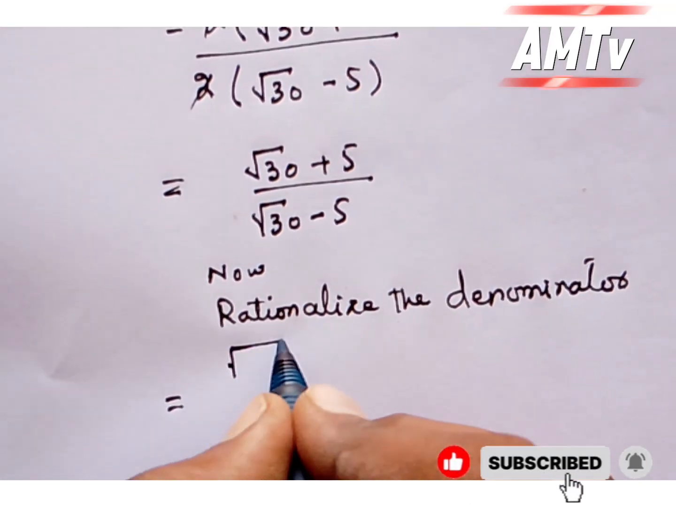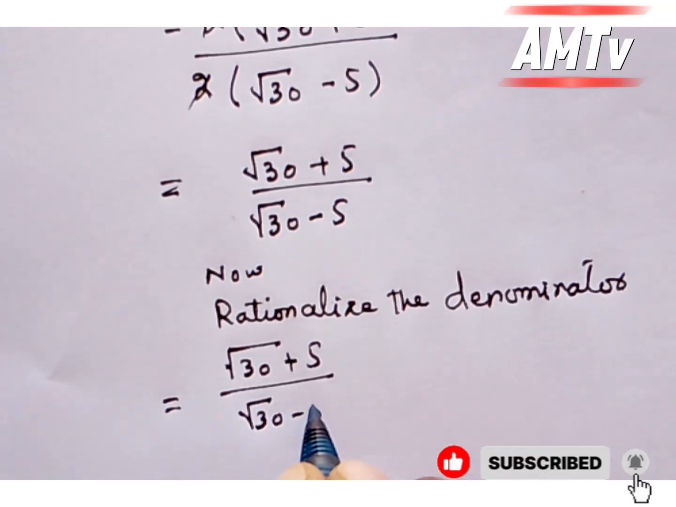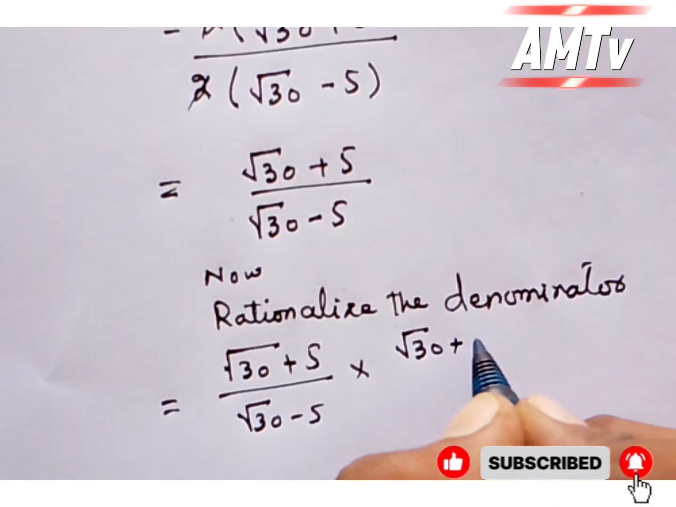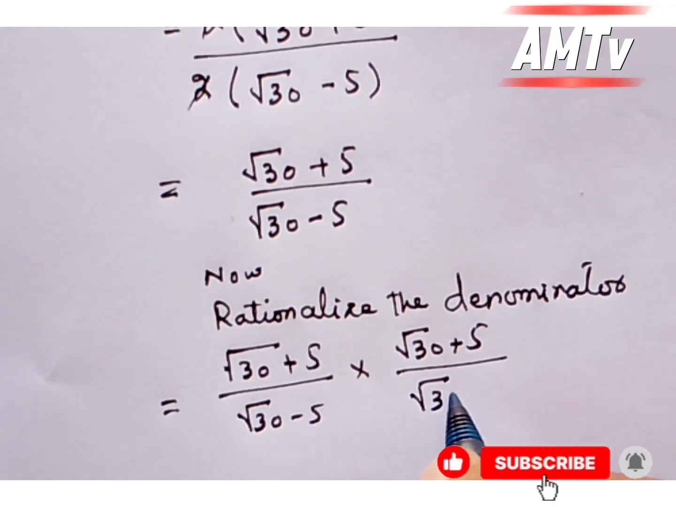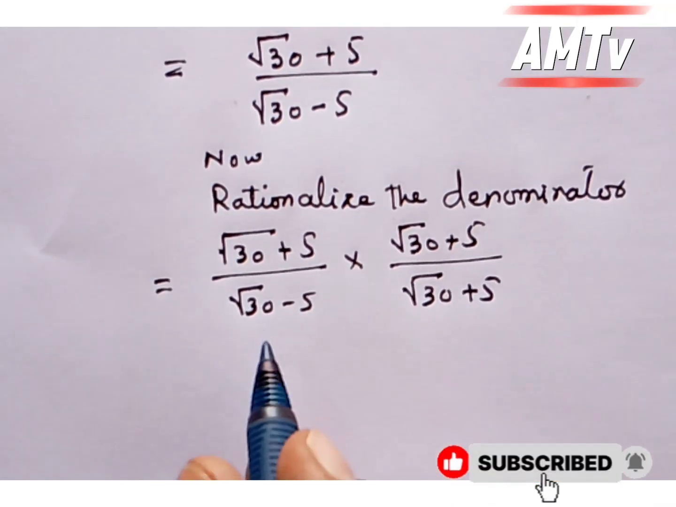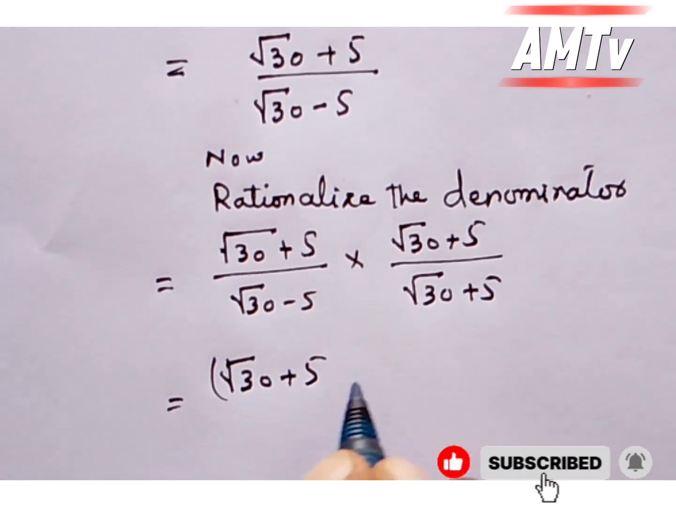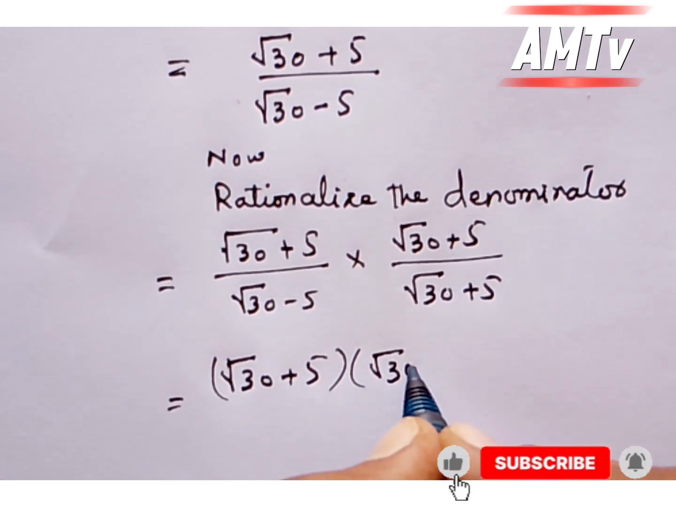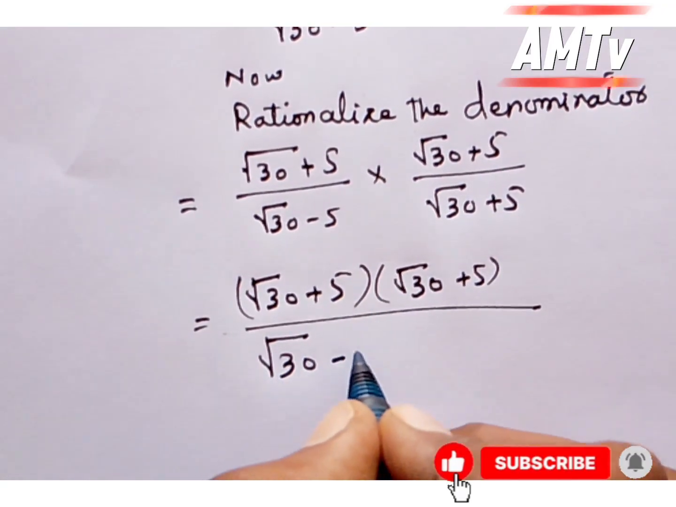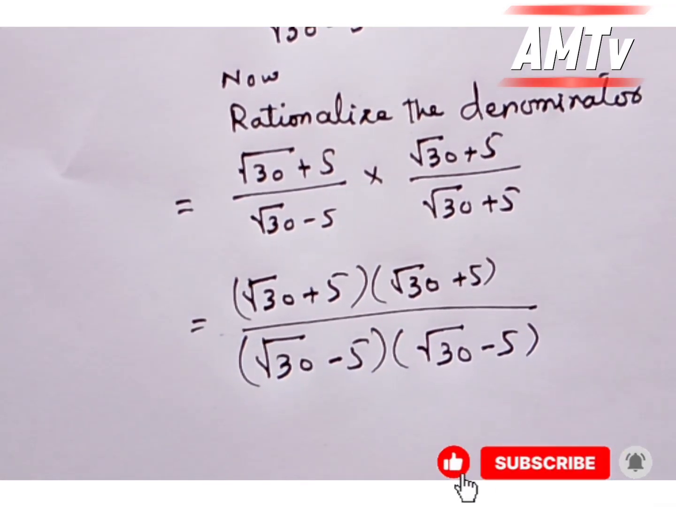So for rationalization of root 30 plus 5 over root 30 minus 5, we multiply and divide by root 30 plus 5. Multiply the numerator with the numerator and the denominator with the denominator. So root 30 plus 5 into root 30 plus 5, divided by root 30 minus 5 into root 30 plus 5.